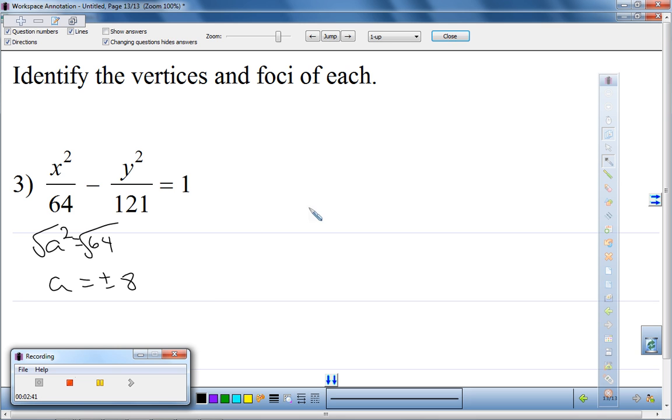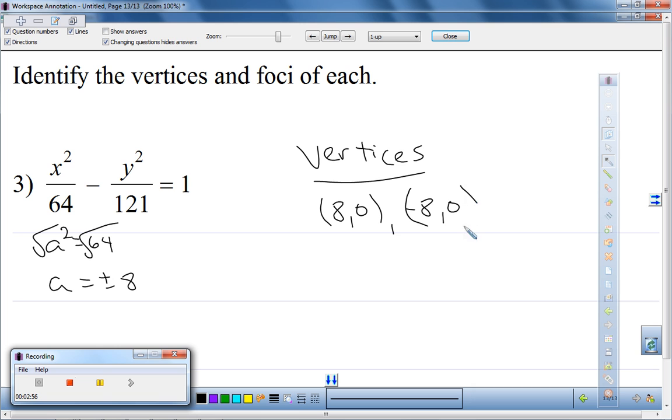Now, instead of being (0, 8) like it would have been before, we're underneath x squared, so our vertices will be on the x-axis. So what we'll end up with is (8, 0) and (negative 8, 0) for our vertices. Now to find c, we have c squared is equal to a squared plus b squared. So we're going to add the 121 and the 64 together. 64 plus 121 is 185.